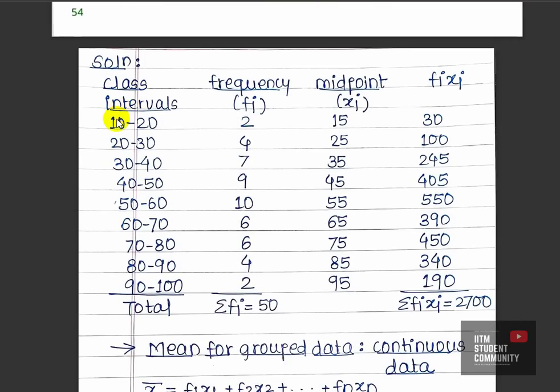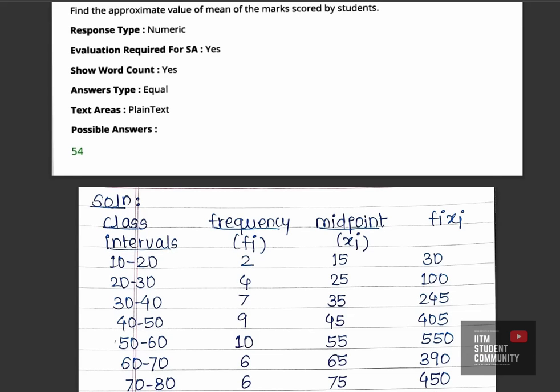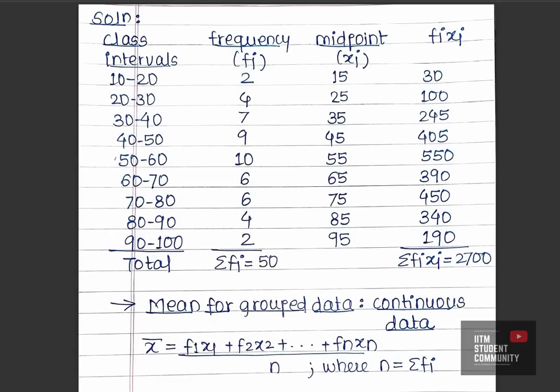So these are the class intervals 10 to 20 till 90 to 100. We have the corresponding frequencies for that, and here they have asked us to find the approximate value of mean. We have to find the mean of the data.